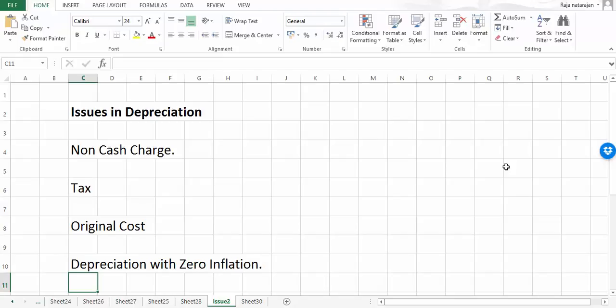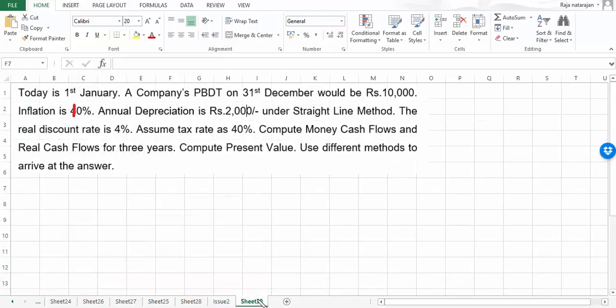Okay, to understand, let's take a small case study. Here we have, today is 1st Jan. A company's PBDT on 31st December would be rupees 10,000. Inflation is expected as 10%. Annual depreciation is 2,000 under straight line method. The real discount rate is 4%.